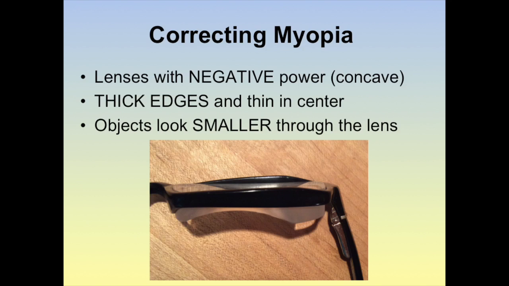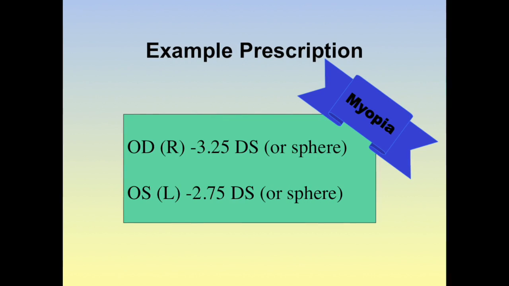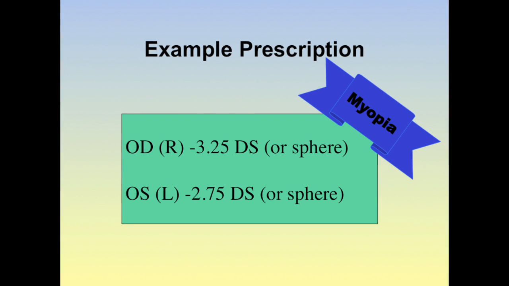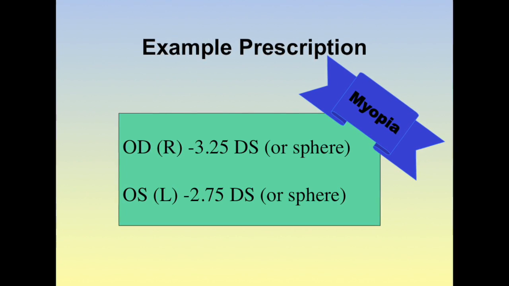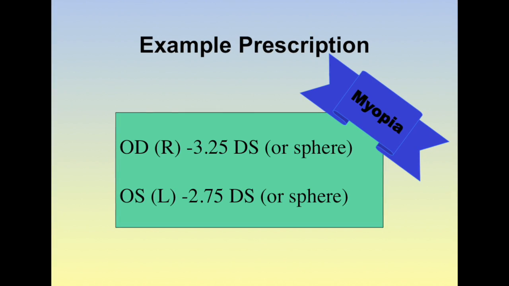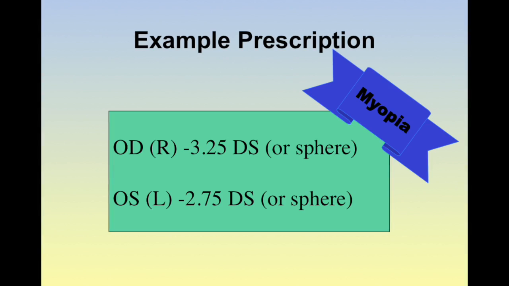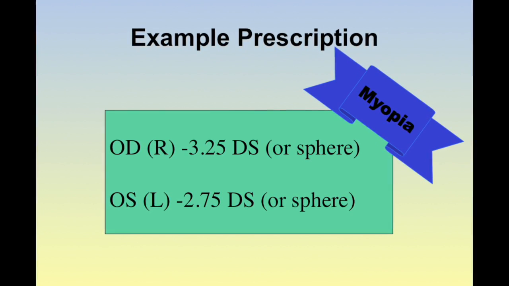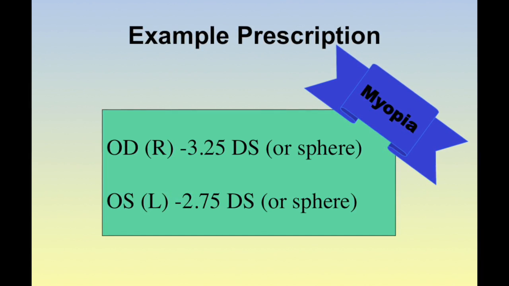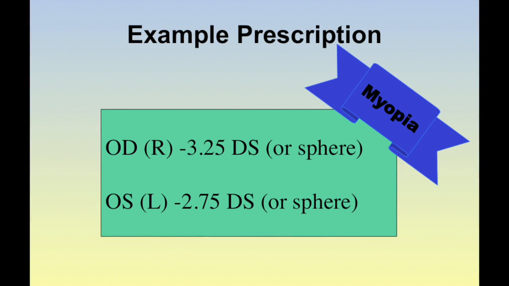How do you correct myopia? Again, I alluded to this. It's a minus lens, and these lenses are typically what we call negative power. Just the side shape of the lens, they tend to be thin in the center and kind of thick at the edge. An example prescription for myopia, typically you're going to see minus in the prescription. And OD is right eye, and OS is left eye. And so in this prescription, we have an OD power of minus 3.25 for the right eye and minus 2.75 diopter sphere for the left eye.